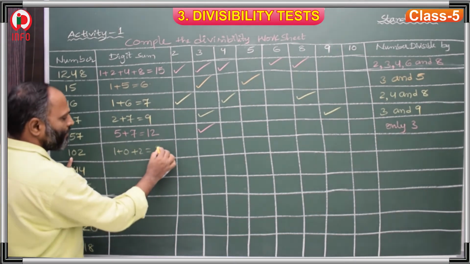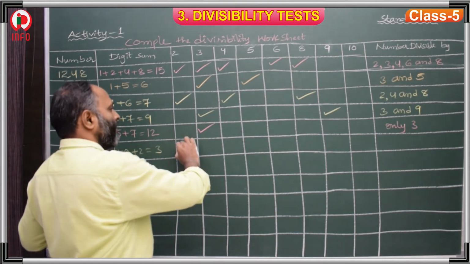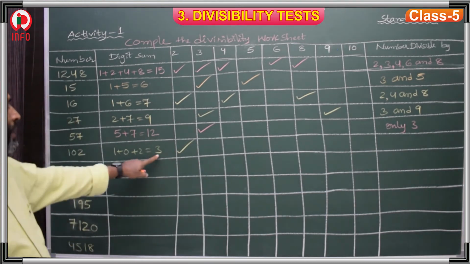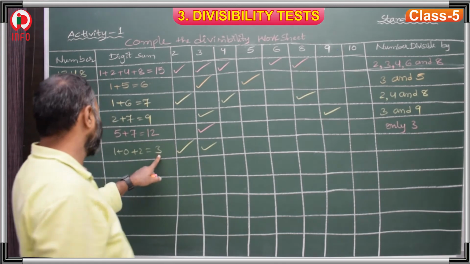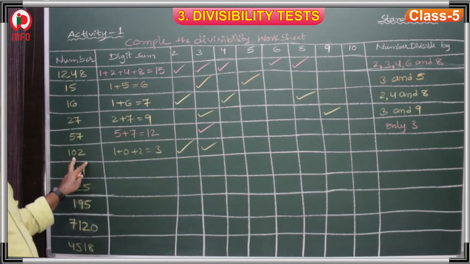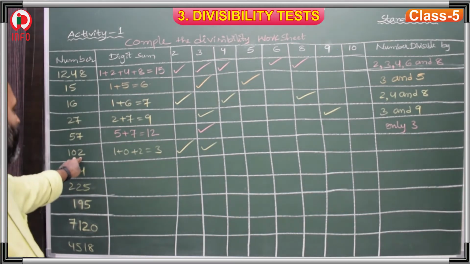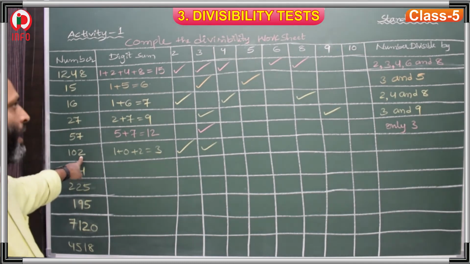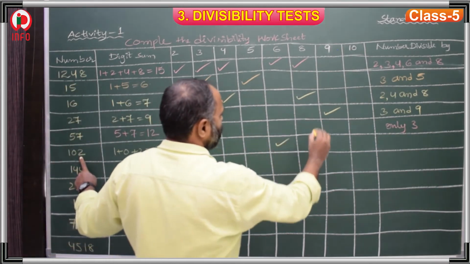Next, 102. 1 plus 0 plus 2 is equal to 3. It is an even number, so it is divisible by 2. For 3, the sum of the digits is 3, so it is divisible by 3. For 4, the last 2 digits are 02. It won't come in the 4 table, so it is not divisible by 4. For 5, there is no 5 or 0 in the last place, so it is not divisible by 5.